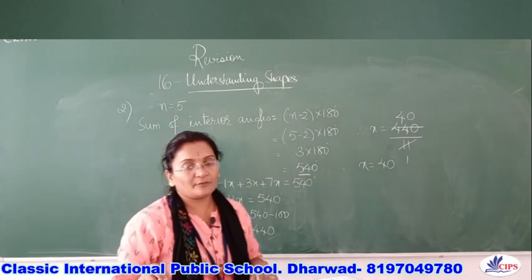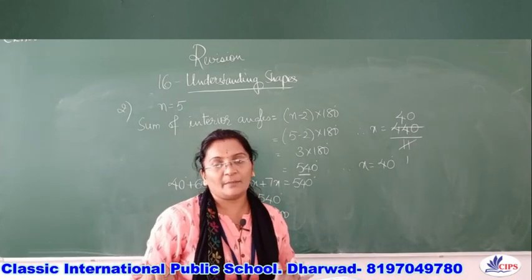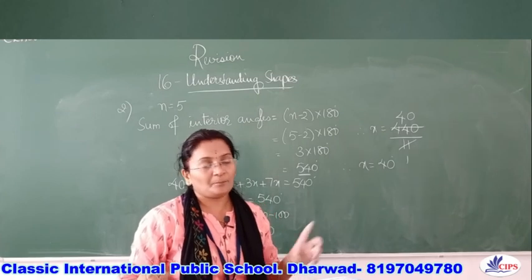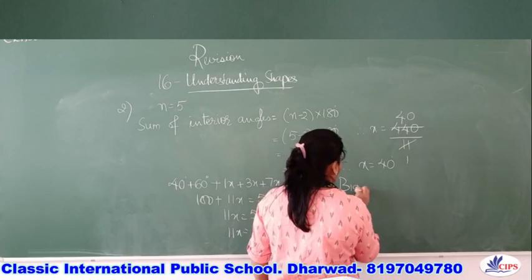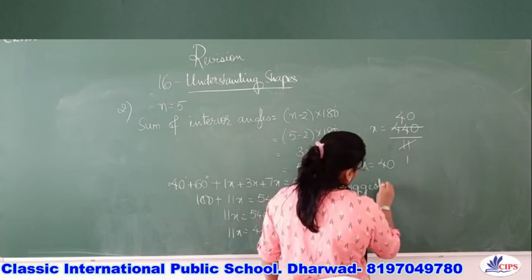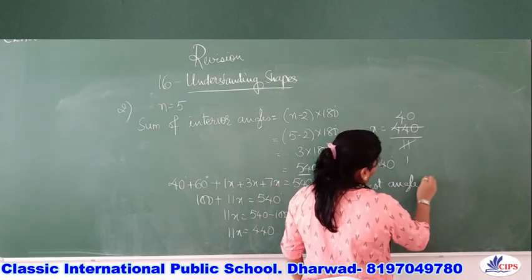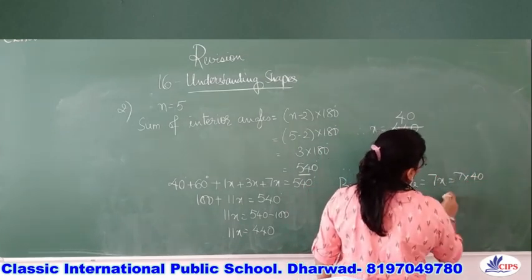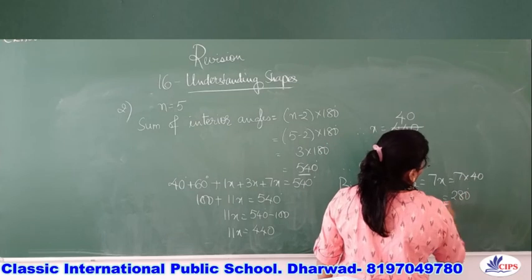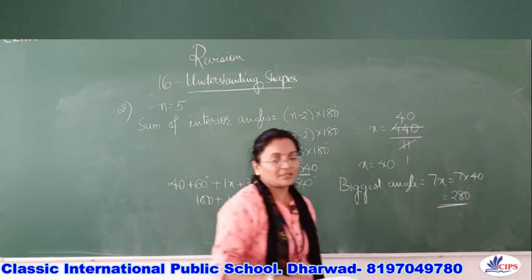What they have asked us to find is the biggest angle of the pentagon. The biggest angle will be 7x there. So let us find the biggest angle. The biggest angle equals 7x, so 7 into 40. What is 7 into 40? It's 280 degrees. So the biggest angle will be 280 degrees.